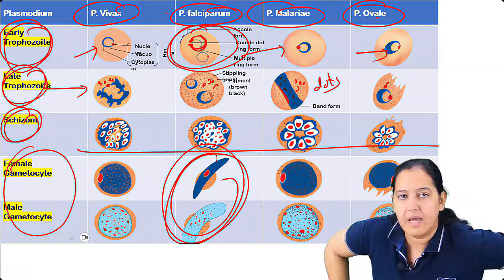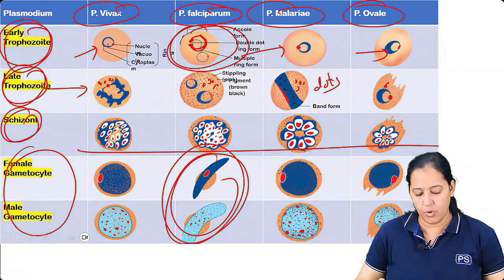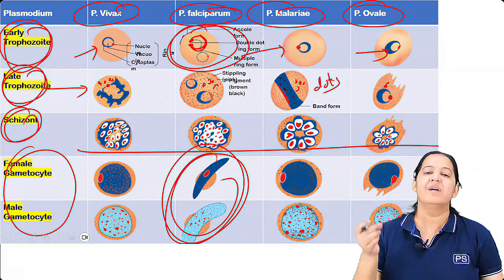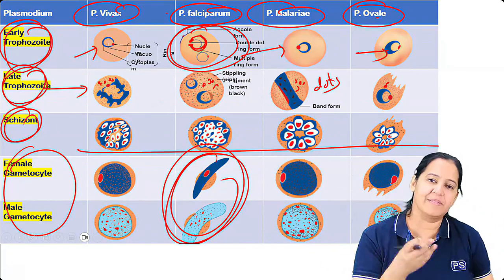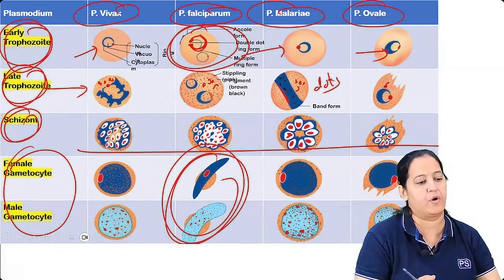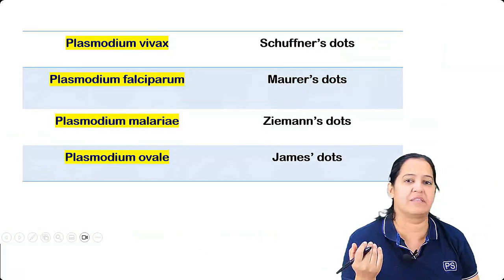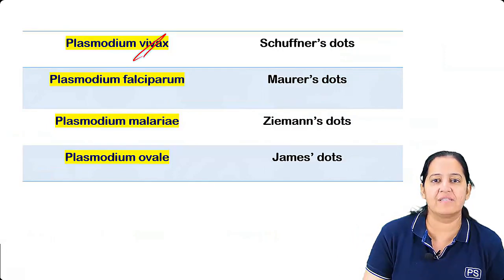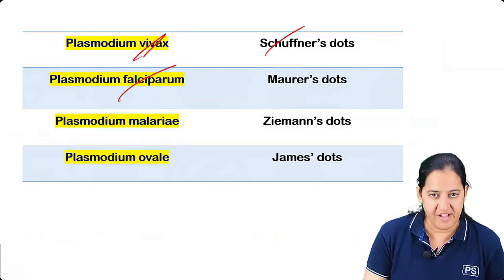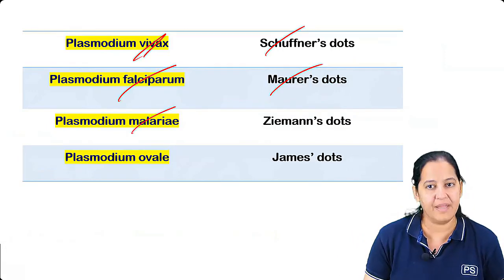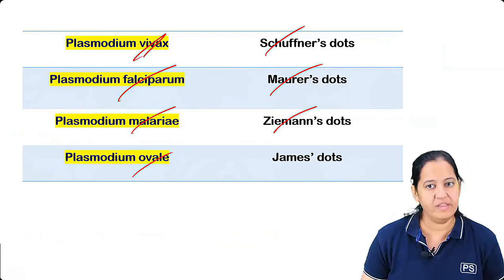What are these? RBC contains hemoglobin. Do you know? Of course. RBC contains hemoglobin. So when the parasite is going inside the RBC, the hemoglobin gets degraded into multiple dots. So there is a particular name given to the dots based on the scientist who discovered that. For example, in Vivax, the dots are known as Schüffner dots. In Falciparum, they are known as Maurer dots. In Malariae, they are known as Ziemann dots. And in Ovale, they are known as James dots.